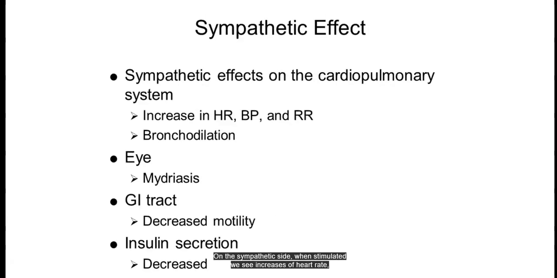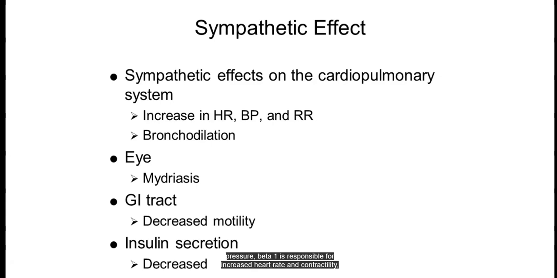On the sympathetic side, when stimulated, we see increases of heart rate, blood pressure, and respiratory rate, and most importantly, bronchodilation. In the eye, we see mydriasis, or pupil dilation, decreased motility in the GI tract, and decreased insulin production. The receptors on the sympathetic side of importance to us are alpha-1 and 2, which are responsible for blood vessel constriction, thereby raising blood pressure.